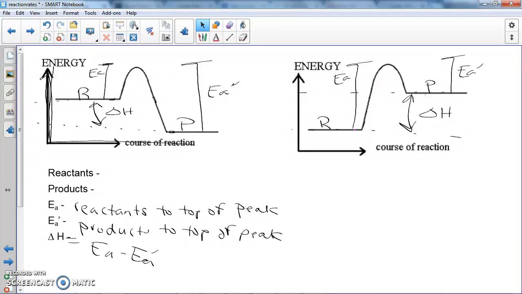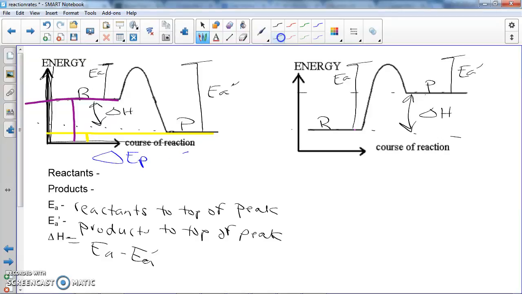So if I talk about, I can use a highlighter, that would work. I'm talking about this distance here is the change in energy of the products, right? And then if I change colors just so you can see it, this distance here is the change in energy of the reactants, right? Everybody see that? Okay. So then we would want to always label this, the change in energy of the products versus the change in energy of the reactants. Always want to talk about the products versus reactants.